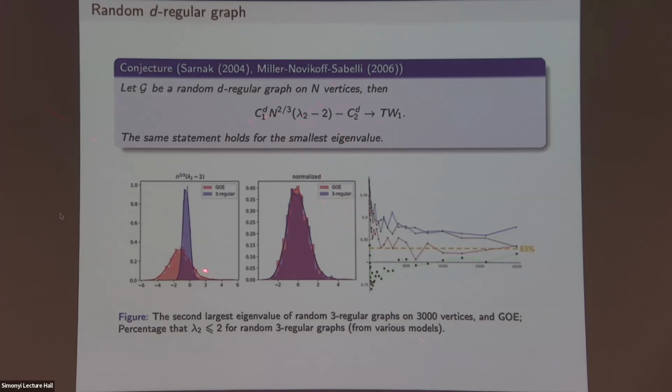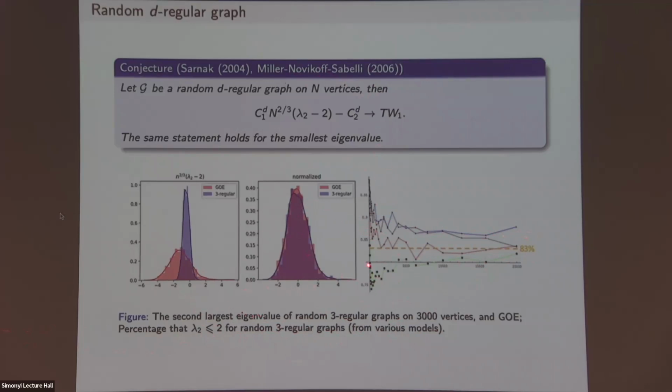So you can think this is really this part, the blue, and the red one is the Tracy-Widom. There should be some constants, such that the two will match each other. And here is the picture I stole from Miller, Novikov, and Sabelli's simulation. They compute the percentage of random regular graphs from different models. Here, different curves correspond to slightly different models for those random regular graphs.